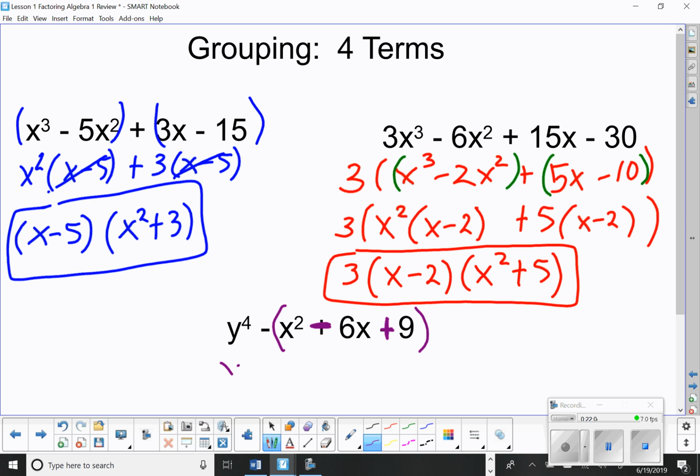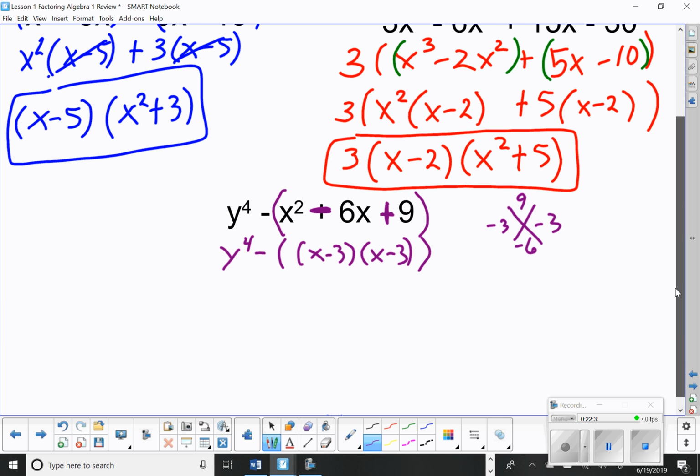Now, I have y to the 4th minus. In here, I've got a trinomial. I need factors of 9 that will add up to negative 6. How about negative 3 and negative 3? That means that I have x minus 3 times x minus 3. This one is going to become a difference of squares. I have y to the 4th minus x minus 3 quantity squared.